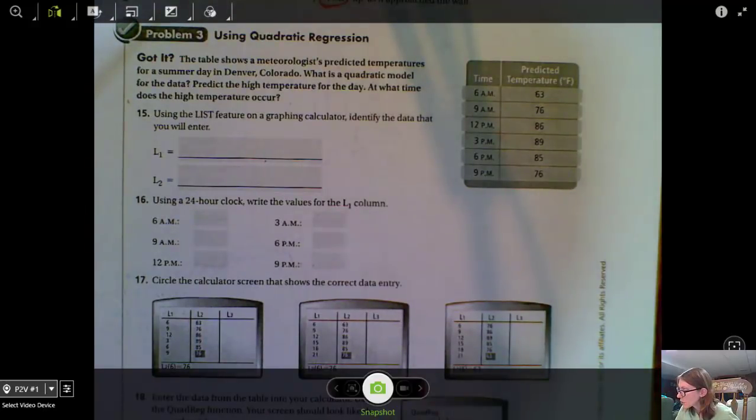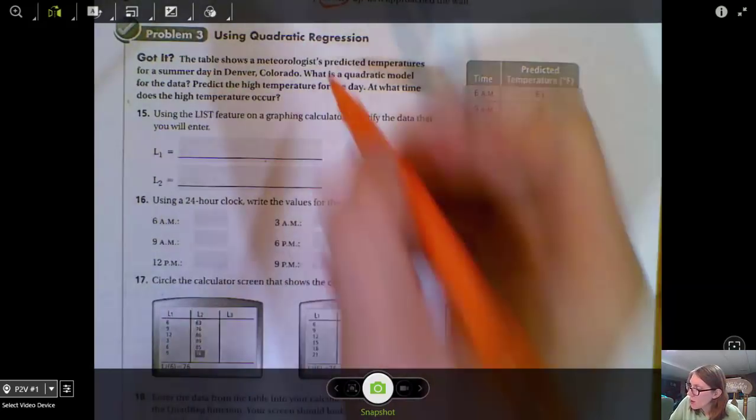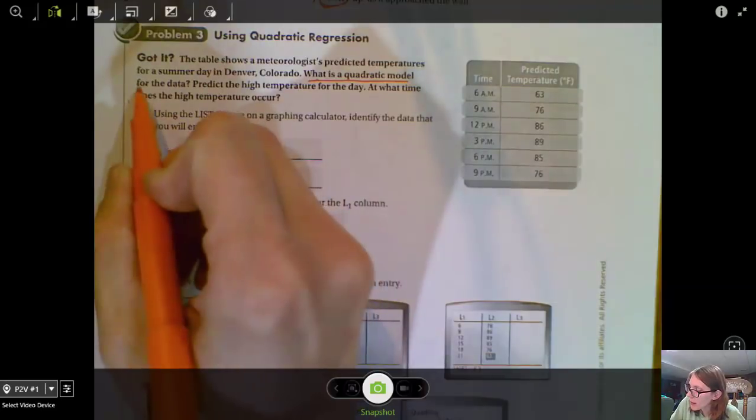With this data, this table shows a meteorologist's predicted temperature for a summer day in Denver, Colorado. What is a quadratic model for the data? Predict the high temperature for the day. At what time does the high temperature occur? There's a lot of questions here, but right now we need to focus on what is the quadratic model for the data.